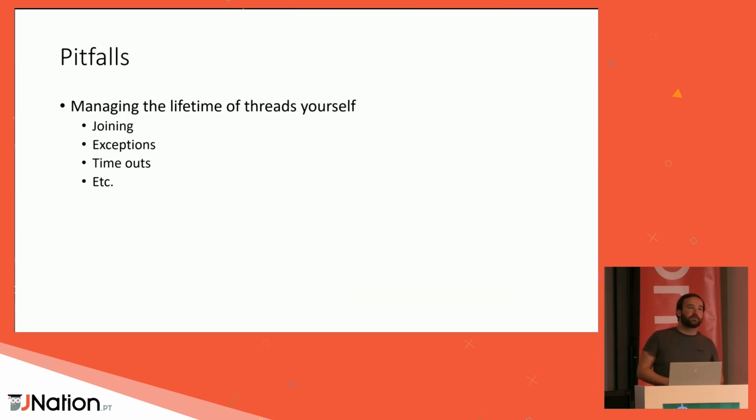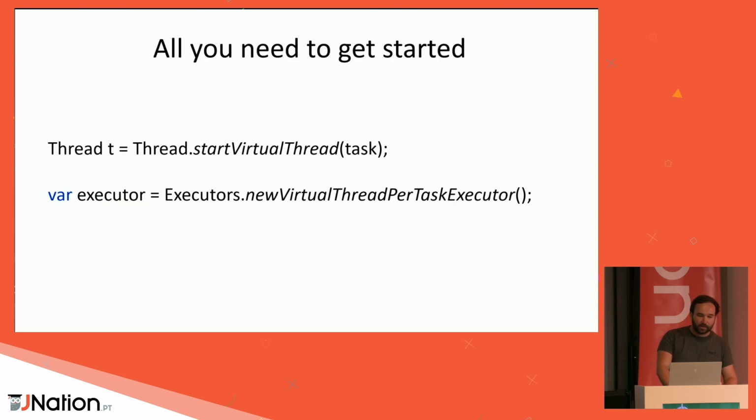The pitfalls of not using structured concurrency really is that you have to do the joining, exceptions, and timeouts all yourself. So the managing of those lifetimes is something you get out of the box with structured concurrency. And that makes it really nice if you have lots of virtual threads that all need to be managed. All you need to get started with virtual threads are really just these 2 methods: the start virtual thread, which takes the runnable as a parameter, or the new virtual thread per task executor, to start working with virtual threads.